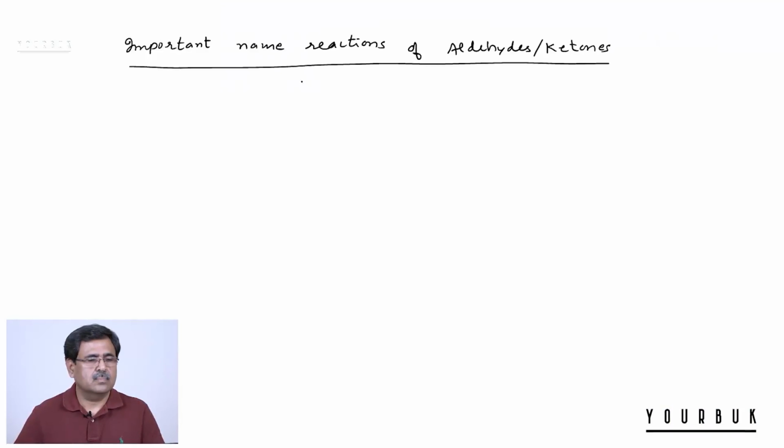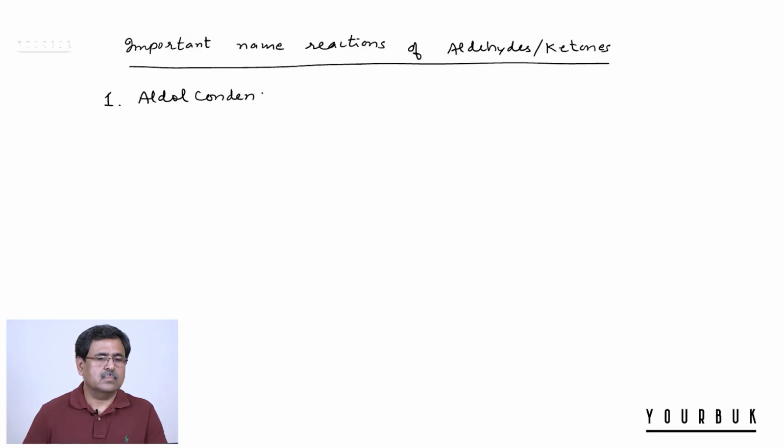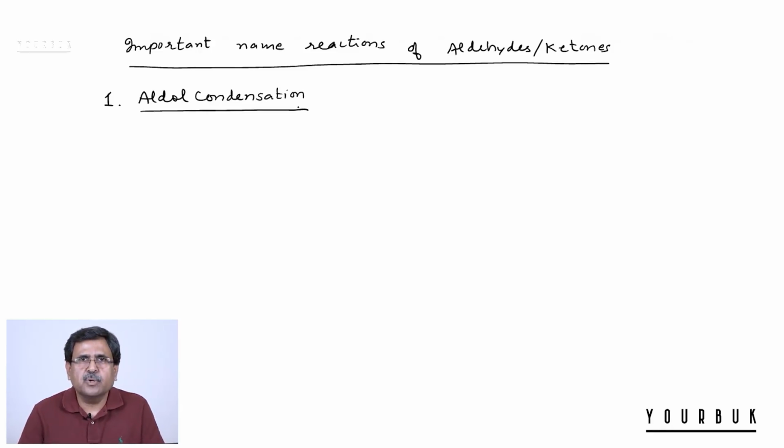Let us discuss some important name reactions of aldehydes and ketones. And the first important name reaction is Aldol condensation. Now the first point is that aldol condensation is a reaction given by aldehydes and ketones containing alpha hydrogen.